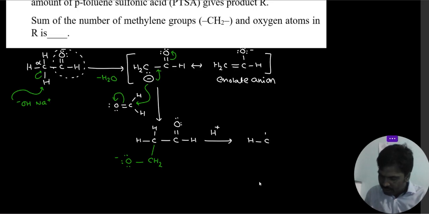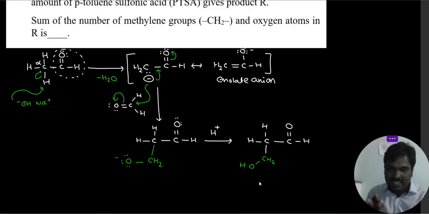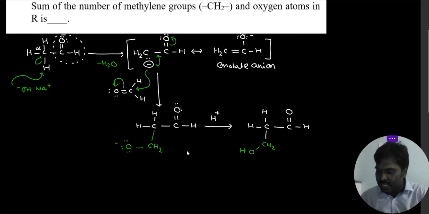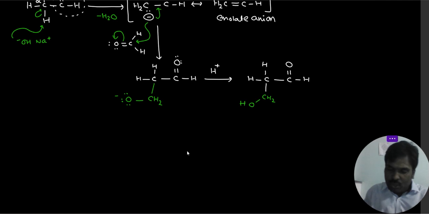Then CH2, C double bond OH, and here CH2OH is formed. Now one time the aldol addition reaction has taken place. Which aldol? Crossed aldol. Acetaldehyde is an alpha-hydrogen-containing aldehyde; formaldehyde does not have one. That's why, among the 2 aldehydes, at least one aldehyde having alpha hydrogen is involved in the crossed aldol condensation reaction. Once the aldol reaction takes place, clear everyone?